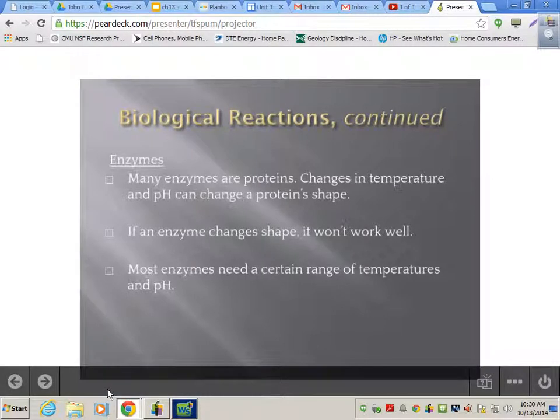All right, so enzymes. Many enzymes are proteins. Oh, how do you get a protein? You copy DNA onto RNA. RNA wiggles through a nuclear pore, goes out to find ribosomes to make protein by assembling amino acids. All right, good deal. You were all officially brainwashed. All right. So changes in temperature and pH can change a protein's shape.